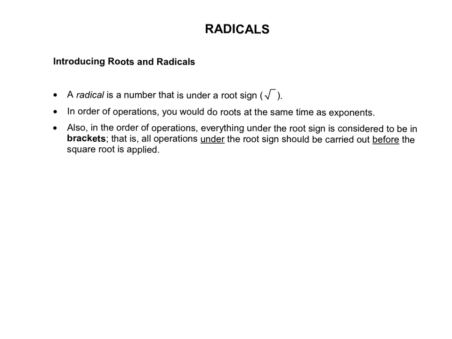A radical is basically a number underneath a square root. In order of operations, you would do roots the same as exponents. Also, in the order of operations, everything under the square root is considered to be in brackets. That is, all operations under the root sign must be carried out before the square root is applied.